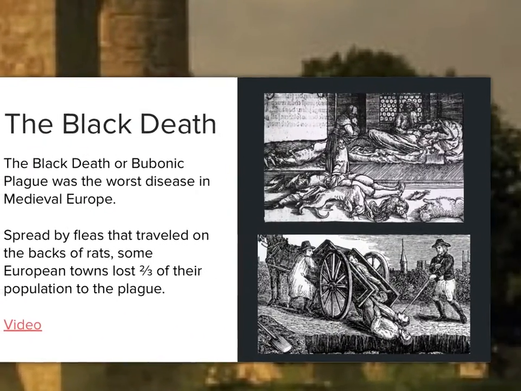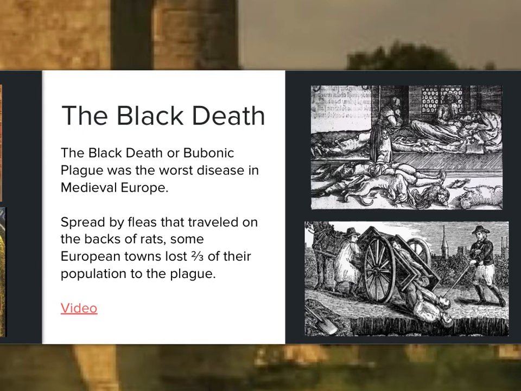And the Black Death, we're going to talk more about it a little bit later, but the Black Death, which was also called the bubonic plague, was the worst disease in medieval Europe, and probably one of the worst diseases ever in history. So, COVID is nothing compared to the Black Death. About 2/3 of the population were killed. 2 out of every 3 people. That's insane.